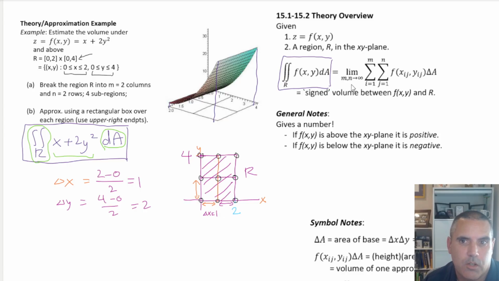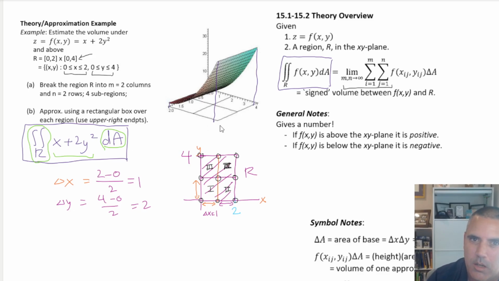That leaves this thing we would call a double sum. That's where this is coming from. And for each one, we're going to estimate the height. Now this says we're going to use upper right endpoints. So for each, there are now 4 boxes. And I'll show you visuals of this in a second. Maybe I'll call this 3, this 4.